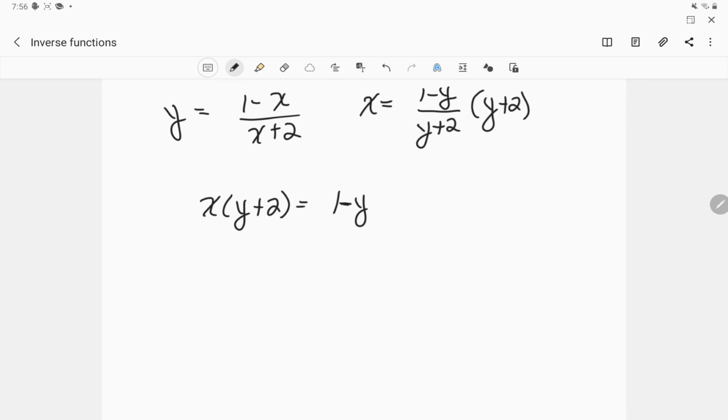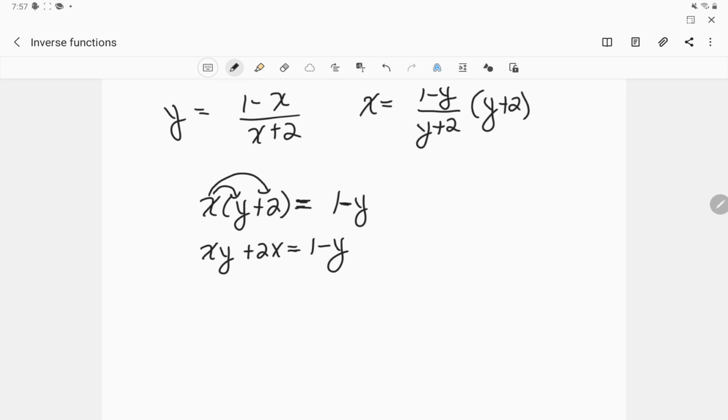Now, last time I said your instinct would be to multiply this out, but I said that's not what you want to do. Now it is what you want to do. The reason why you want to do it this time and not last time is last time you only had one y in the whole question. This time you have two y's. You've got one on this side of the equal sign and one on this side of the equal sign, and that's a problem. So what we are going to do is expand this out to be xy plus 2x equals 1 minus y.